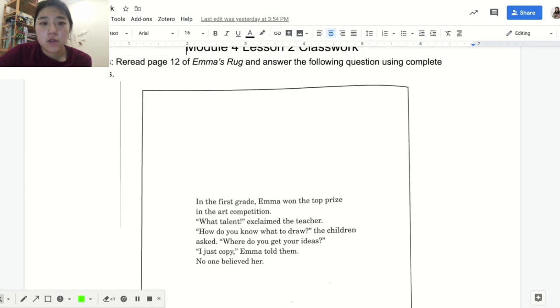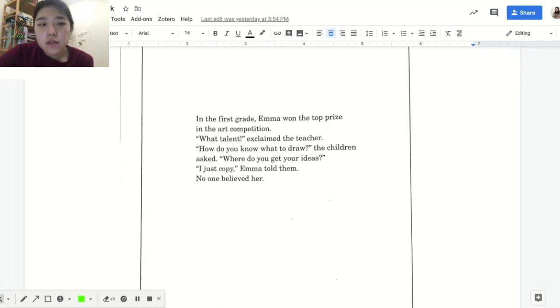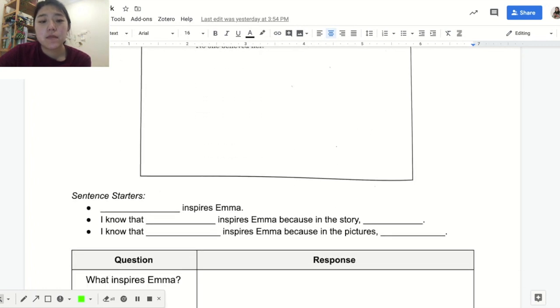So here is page 12. In the first grade, Emma won the top prize in the art competition. "What talent!" exclaimed the teacher. "How do you know what to draw?" the children asked. "Where do you get your ideas?" "I just copy," Emma told them. No one believed her.